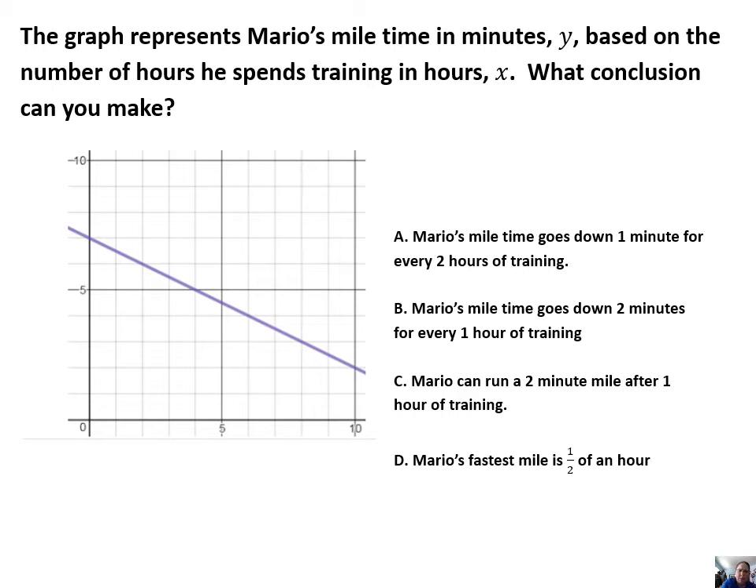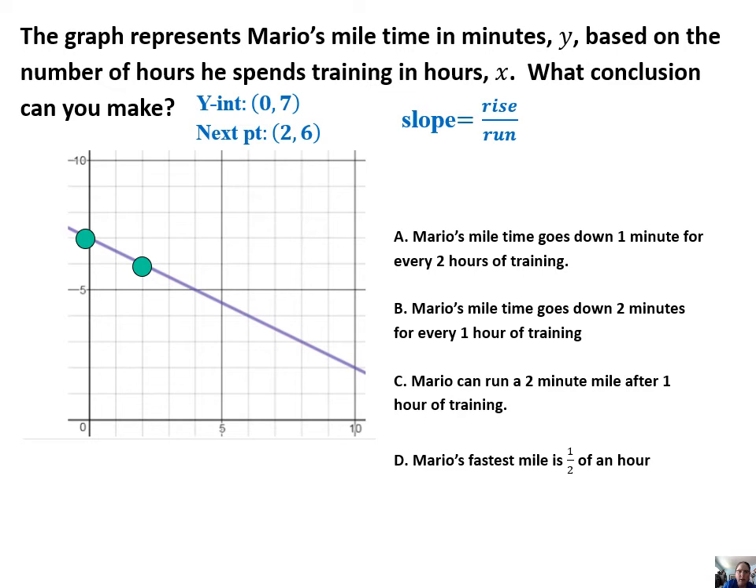The following graph represents Mario's mile time in minutes, y, based on the number of hours he spends training, x. What conclusion can you make? Well, we take a look, put in a couple points. Got a point there, which is the y-intercept at (0, 7). Another point it's going through is there, which is at (2, 6).